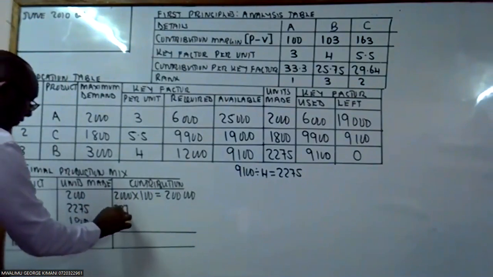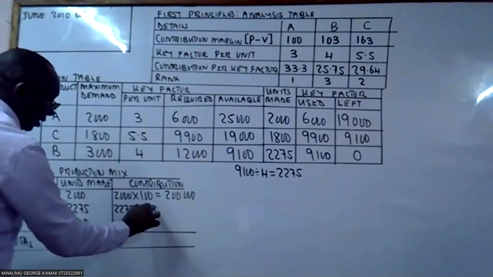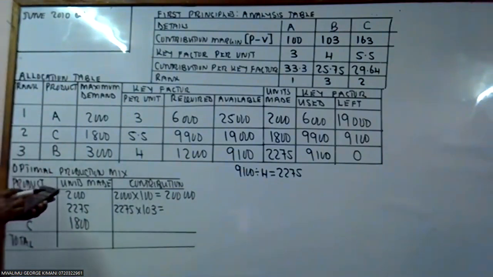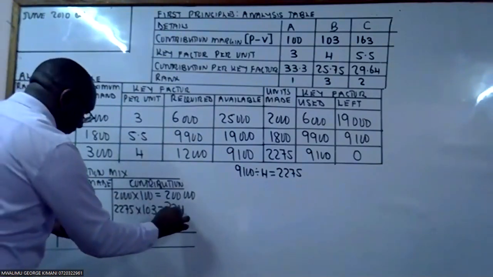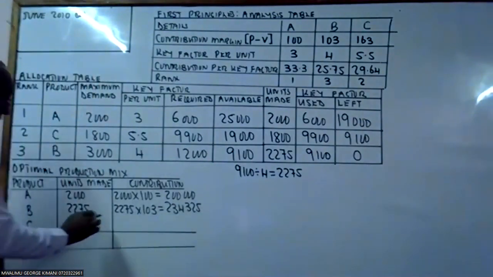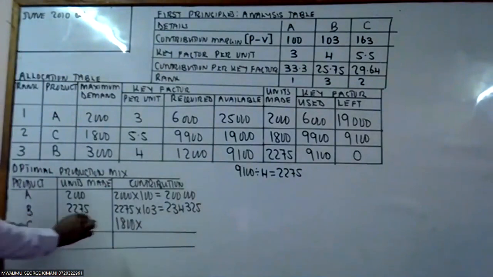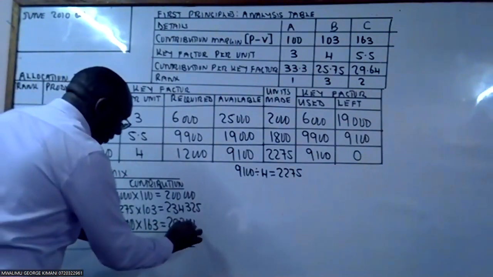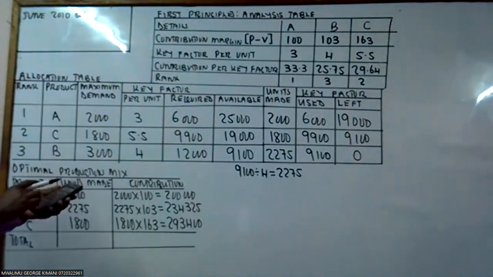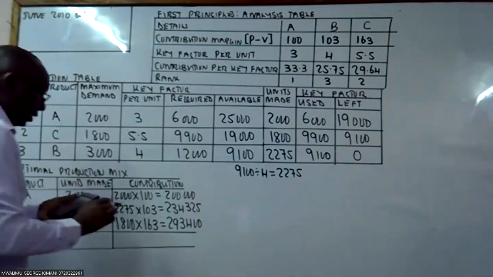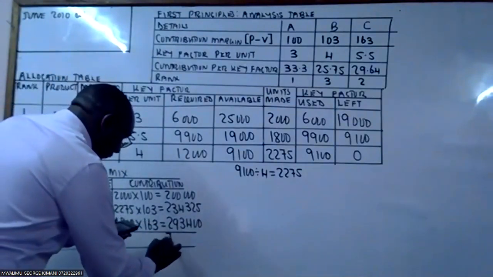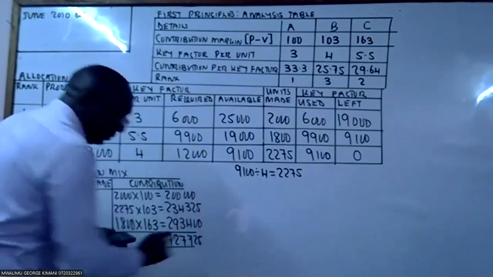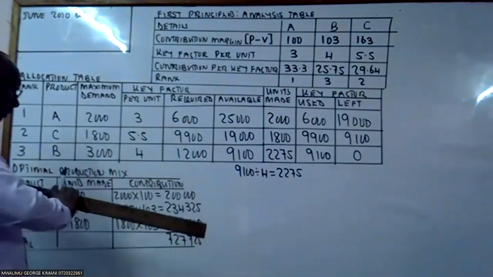Then 2275, each giving us 103. So if you multiply by 103, confirm whether you get 234,325. And finally, these 1800, each one is giving us 163. So 1800 times 163 is 293,400. So when you add 234,325 plus 200,000 plus 293,400, I don't know that I'm correct. Can you confirm? 727,725. Confirm whether that is what you are getting.